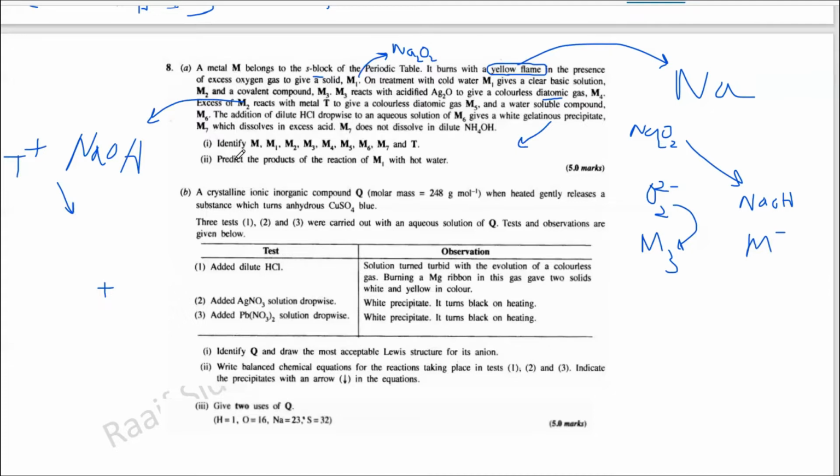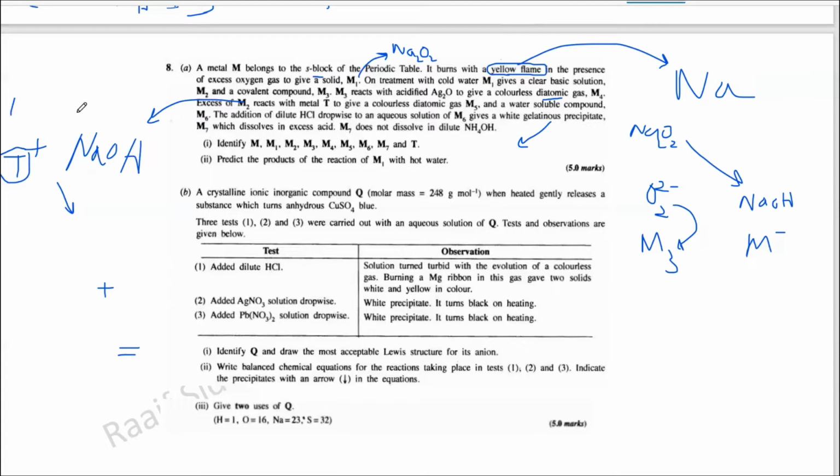It is a metal. I'm waiting for your answers. What do you think could be T that gives you a diatomic gas M5? T should react with NaOH in order to give this diatomic gas.